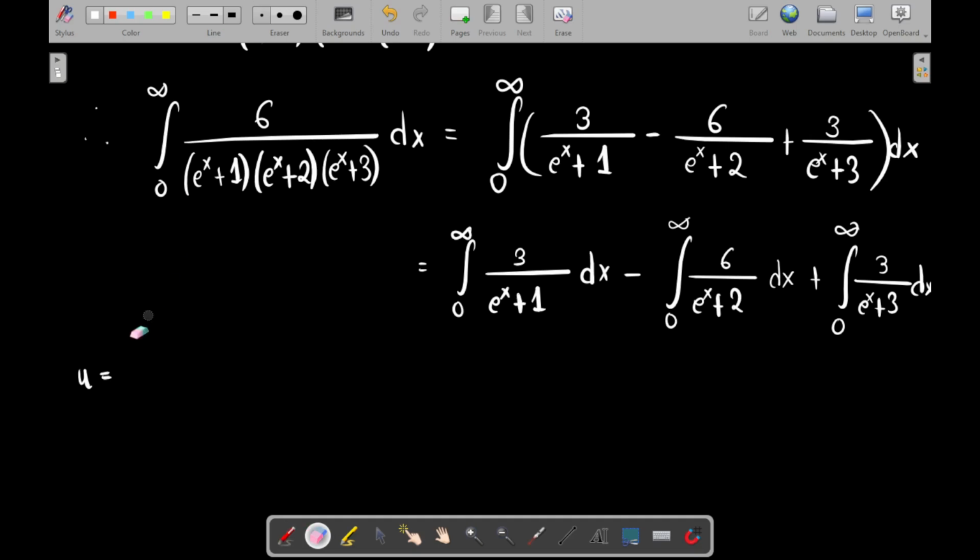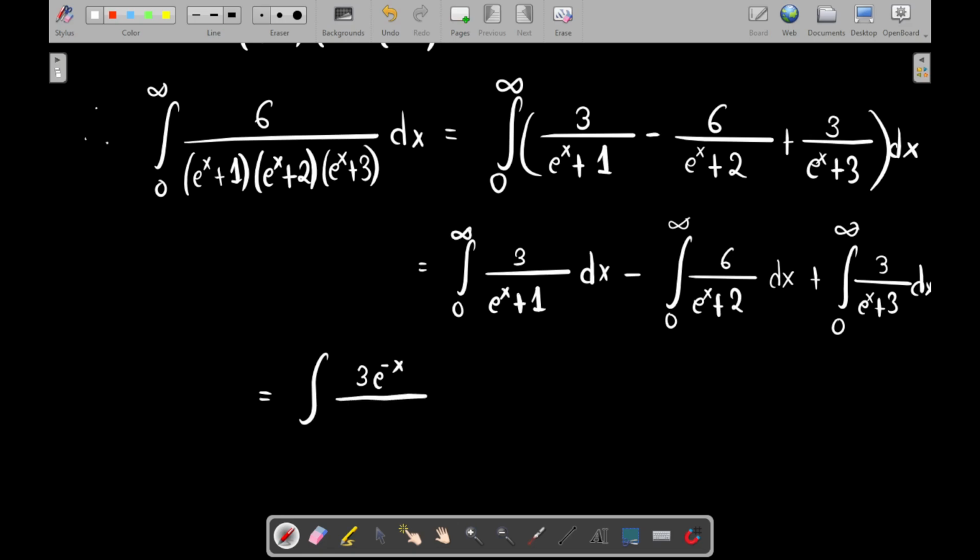So instead of doing the substitution directly here, it is better if I divide the numerator and denominator of this fraction by e to the power x. If I divide this numerator by e to the power x, this first term will become 3 upon 3 e to the power minus x, or 3 by e to the power x.